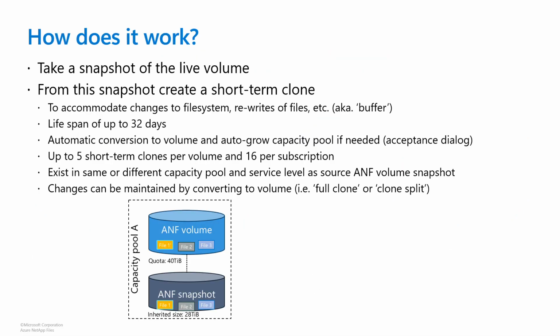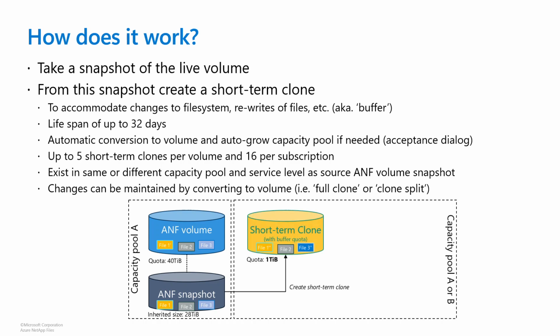How do short-term clones work? First, you create a snapshot of the live volume. This snapshot is space efficient, and although it is a complete representation of the volume contents, it consumes only space for the changes that were applied since the previous snapshot was created. In this example, the snapshot represents 28 terabytes of capacity. You then create a short-term clone from this snapshot and allocate an additional 1 terabyte of expected changes to this clone. You have consumed only 1 terabyte of capacity from the capacity pool you selected, while the clone looks like the complete volume of 28 plus 1 terabyte is 29 terabytes of capacity.